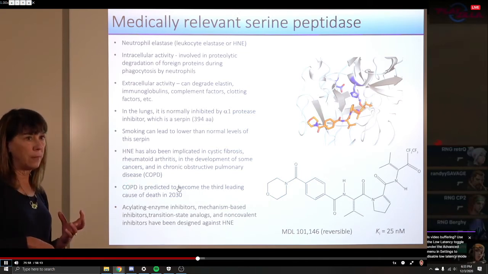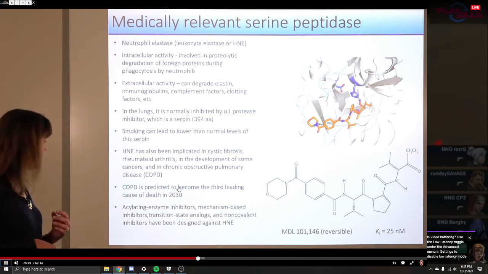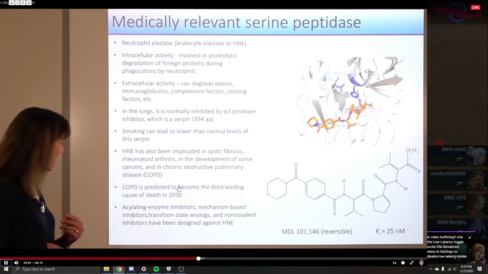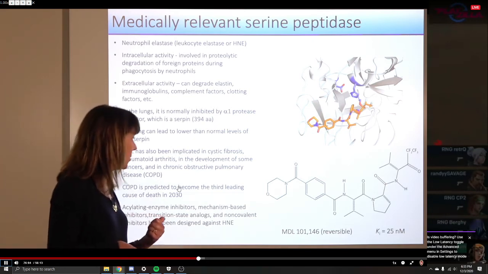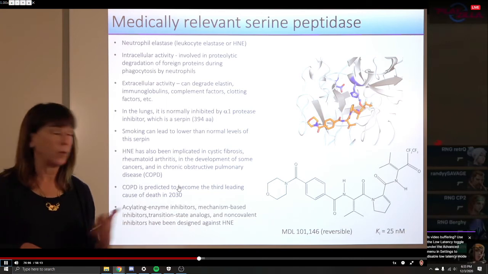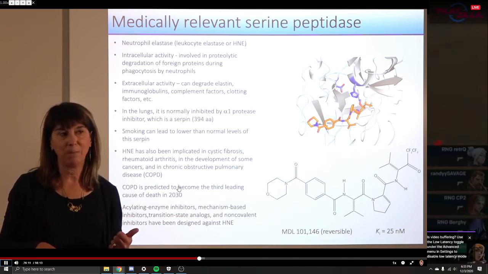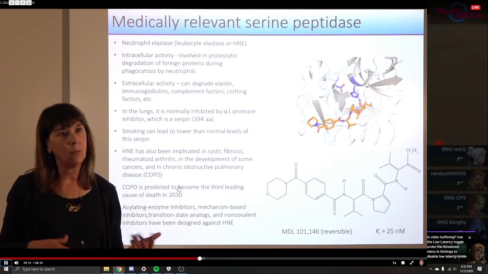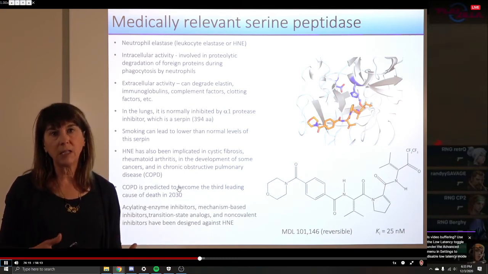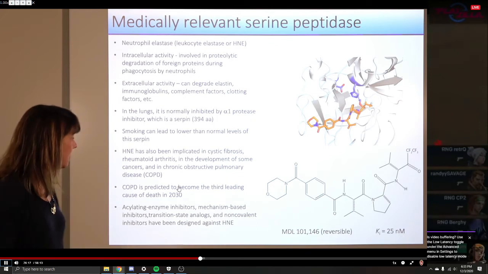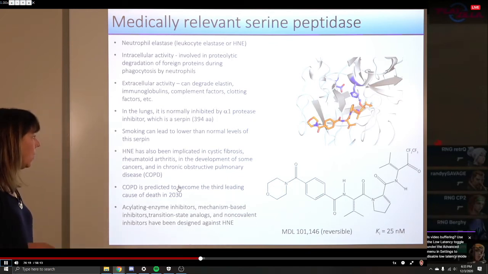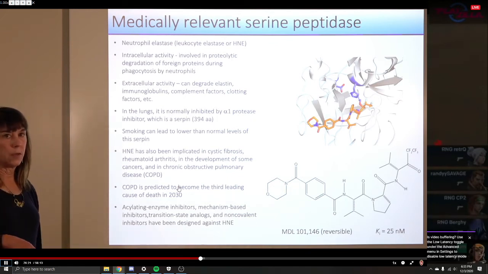COPD is probably going to be the third leading cause of death in 2013. And so you can pretty much understand how this is a target for drug design. Because if you can inhibit it, you might be able to stop the advancement of some of these diseases like emphysema. Here's an example of a compound that was put forth.